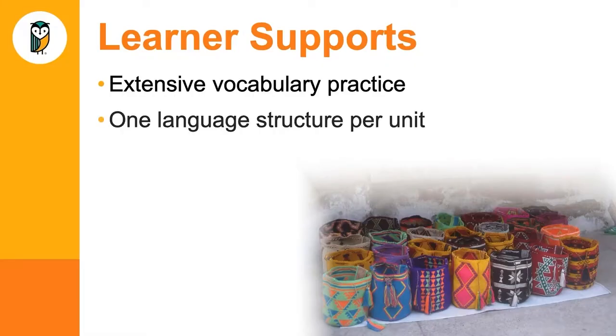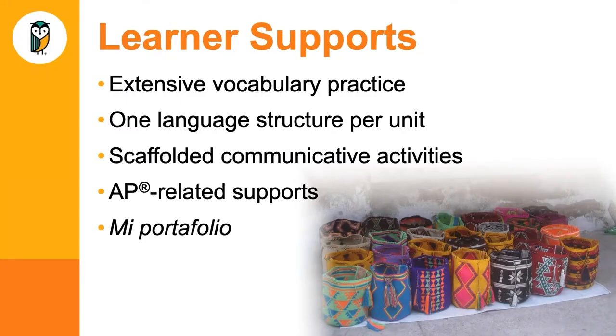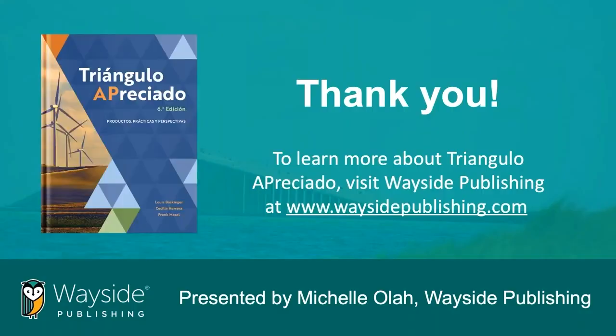There's one language structure per unit using the co-constructive approach with examples and scaffolded practice in context, as well as scaffolded communicative activities, allowing students to advance their proficiency in all of the modes of communication. AP exam instructions and scoring guides are in the textbook, as well as AP exam strategies in the appendix, so students don't need to go out to the AP Central website for this important information. And students have Mi Portafolio, where they're able to reflect and add evidence of their progress towards communicative and intercultural goals.